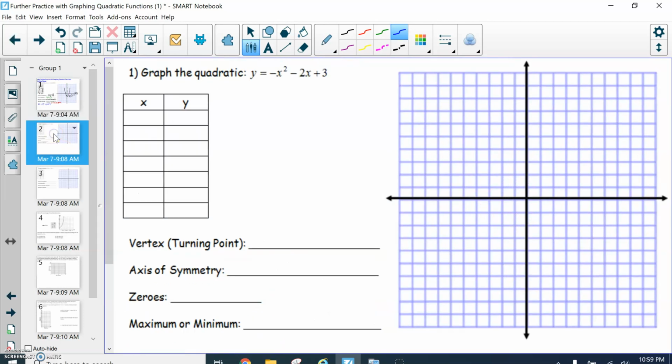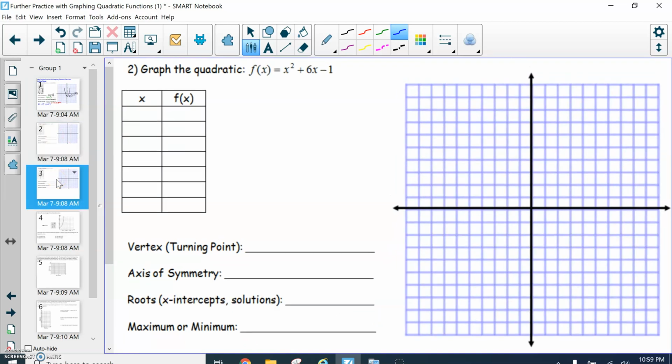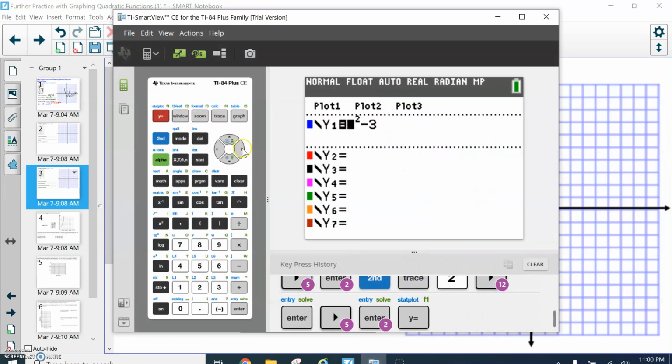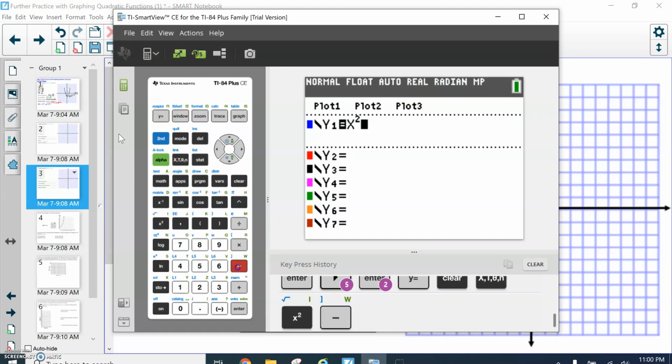Okay, so number 1 on the worksheet we're going to leave as practice for you guys. And then let's take a look at number 2. Okay, so number 2, they want us to graph the quadratic x squared plus 6x minus 1. All right, so we're going to go to y equals x squared plus 6x, not minus. Whoops.